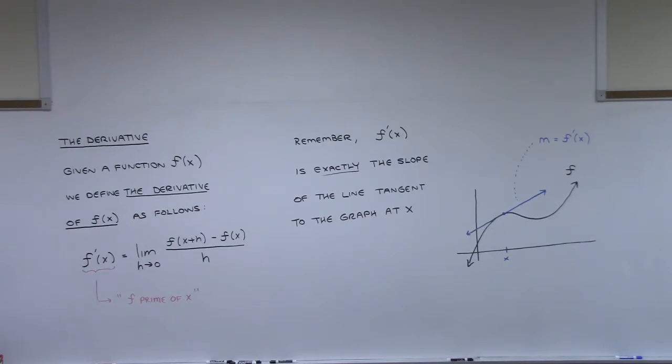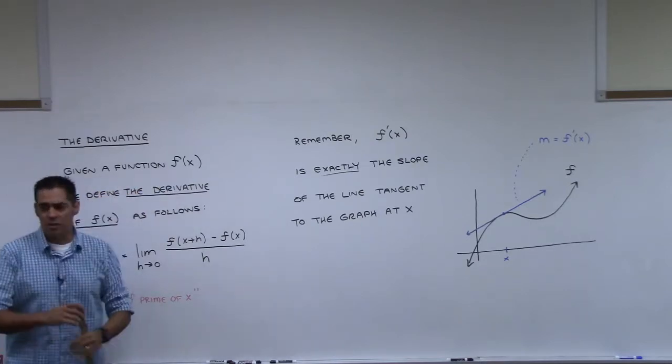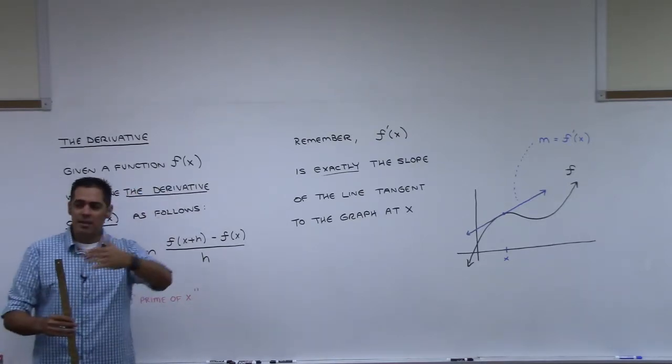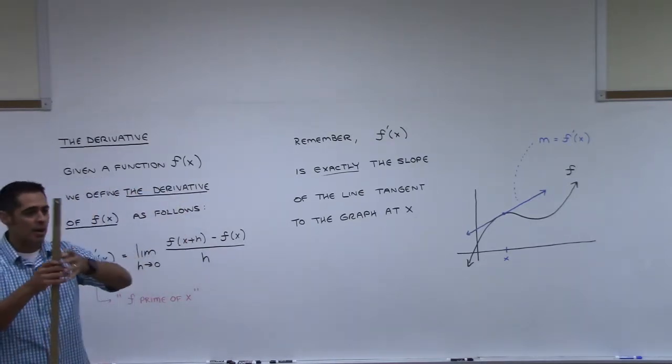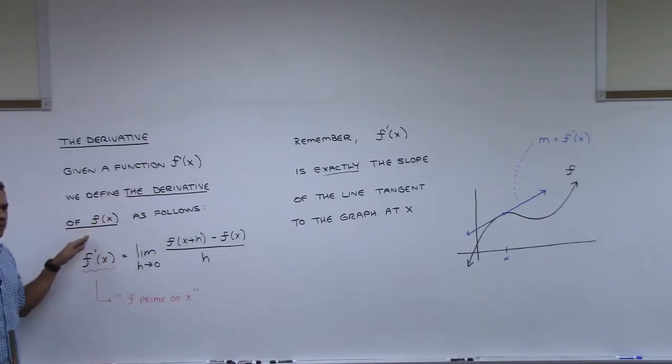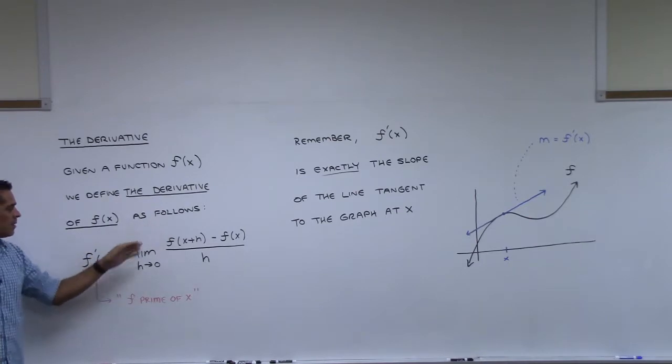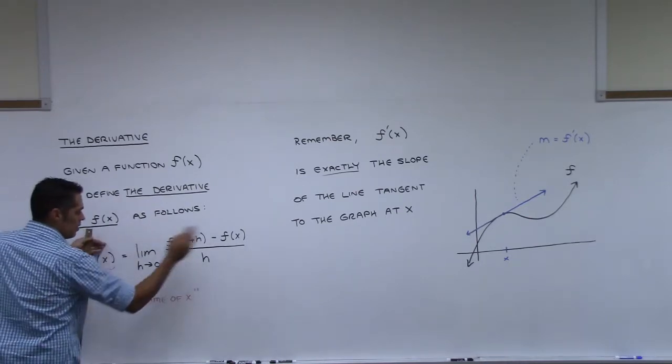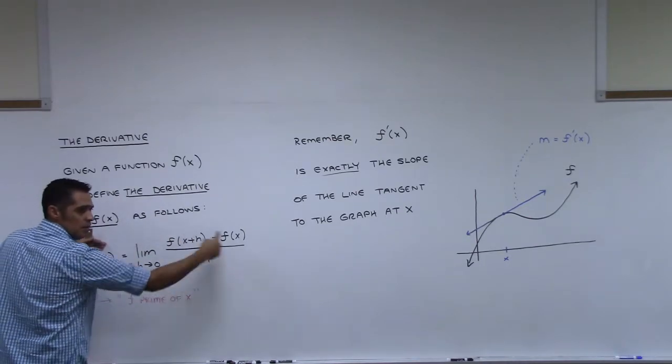The derivative of a function. So here's the definition, and none of this should look new to you. We are going to define it. If somebody gives you a function, let's say x squared minus 4x plus 5, whatever, then we define the derivative of that function as follows. This should look familiar. That's the difference quotient, right?